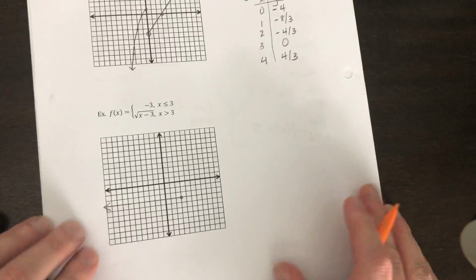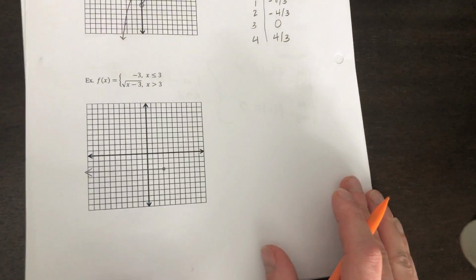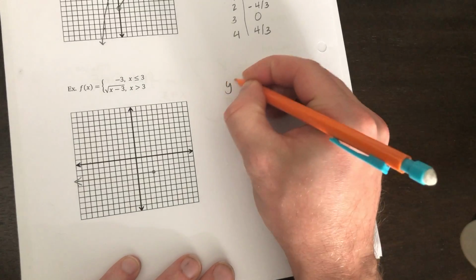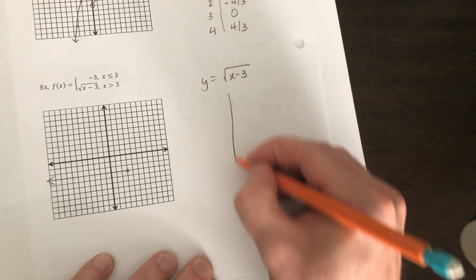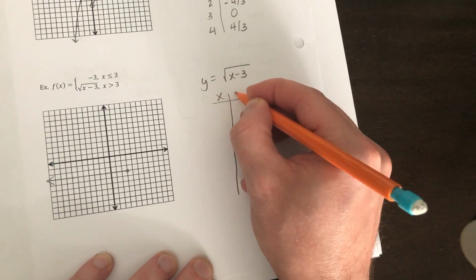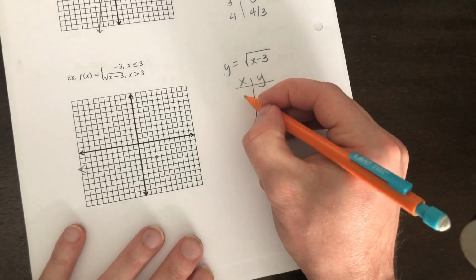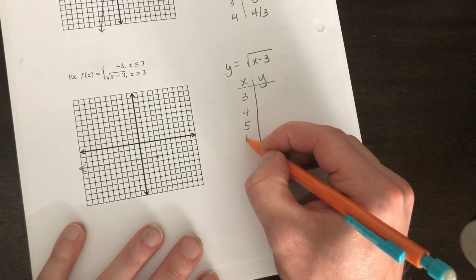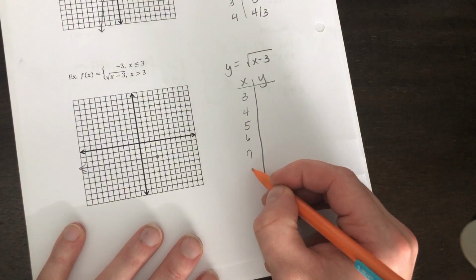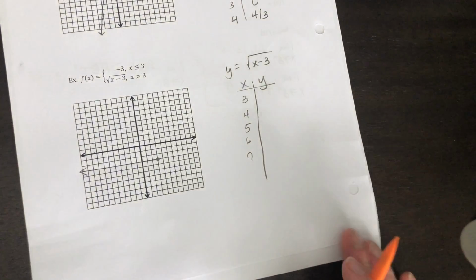Now, square root. Let's talk about the square root graph. So y is equal to square root of x minus 3. And we're going to pick values starting at 3, 4, 5, 6, 7. Yeah, that's good enough.